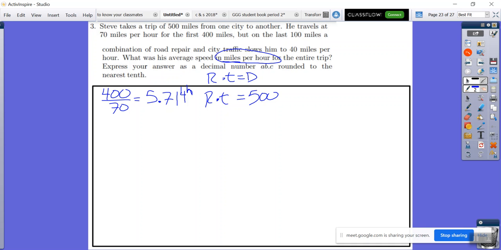Okay, so what about when he was going 40 miles an hour? Could I have a 7th grader help us with that one? How would we figure out how long it took at 40 miles an hour? 100 divided by 40, which was 2.5. Okay, so how long did the entire trip take him? 8.21 hours.